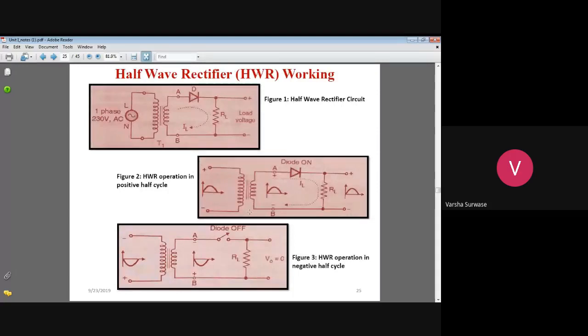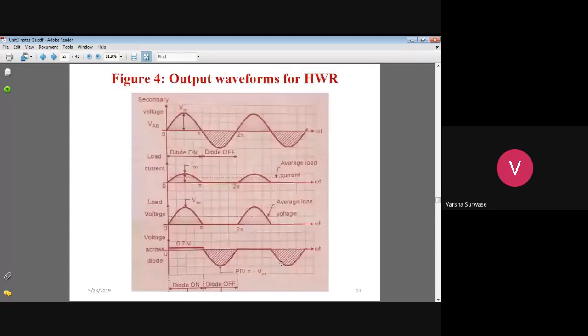For the negative half cycle of the input voltage, now see what happened. This is the negative voltage. So A becomes negative with respect to B. The input voltage applied to the diode is negative, so the diode turns off. When the diode turns off, at the output you will get V0 equal to 0 volt. Now see the diagram for this.